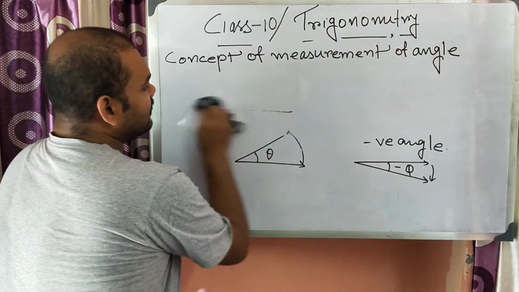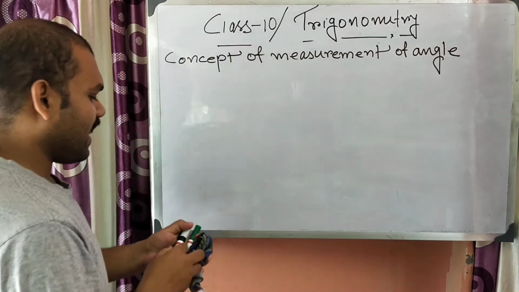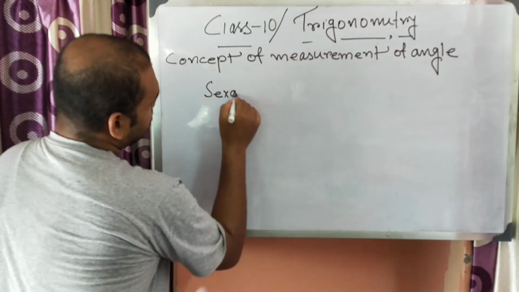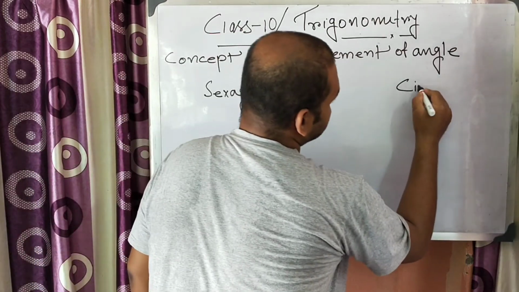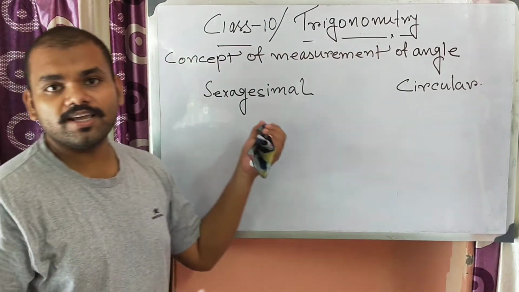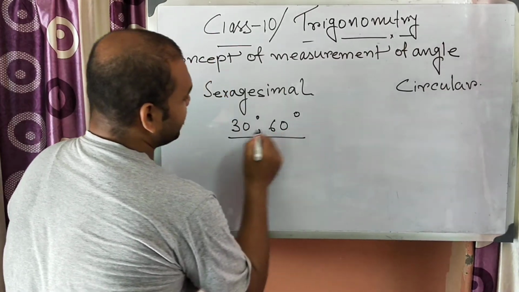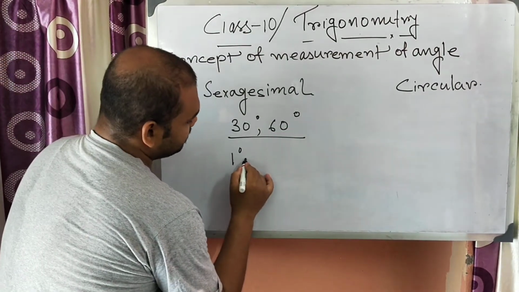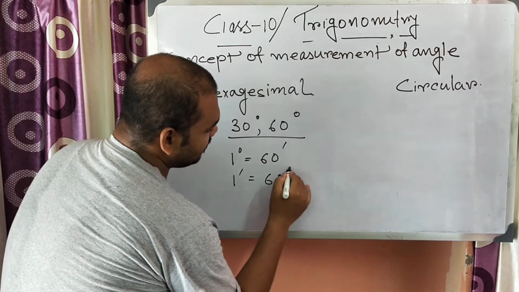Next, angles can be measured in two systems. One is known as the sexagesimal system and another one is known as the circular system. In the sexagesimal system, we usually measure like 30 degree, 60 degree. So these are in the sexagesimal system, that is, measurement in degrees. And we know 1 degree is equal to 60 minutes and 1 minute is equal to 60 seconds.